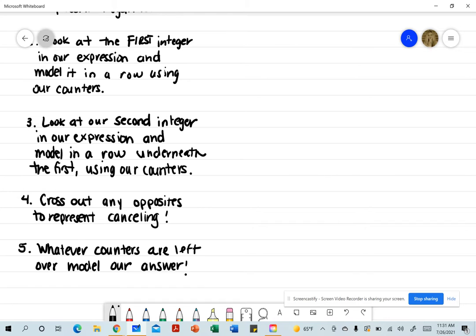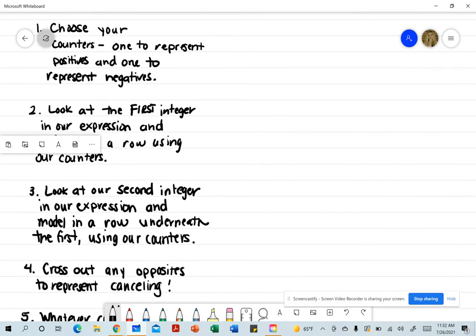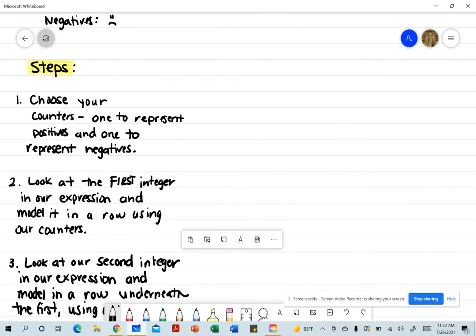Whew, a lot of steps, 5 steps, quite a bit of writing. I'm going to give you about 30 seconds to finish writing, and then we're actually going to start with the process. So while you're finishing your writing, I'm actually off to the side going to write an expression.